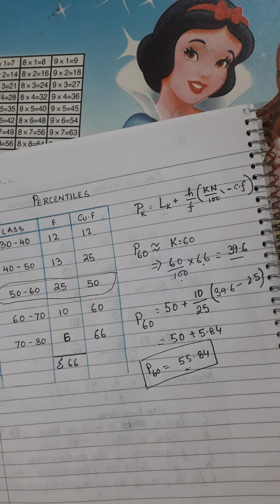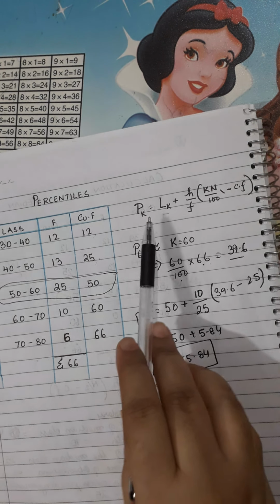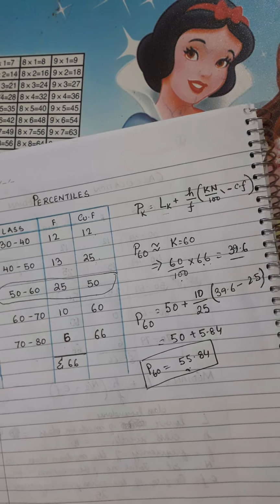Similarly, you can find the 70th percentile, the 77th percentile, the 83rd percentile, and so on. Just as you find the percentile, the value of k changes and you substitute it in this particular formula and you get the result.